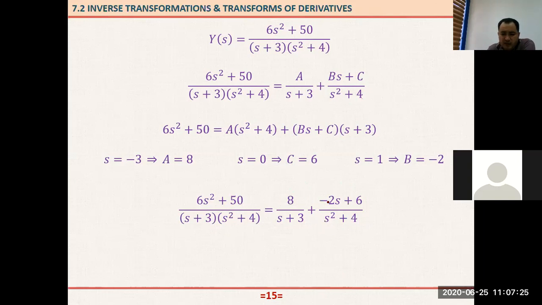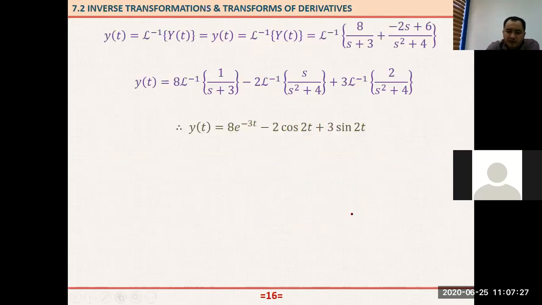Algebraic fractions. Actually, I can also split this. I can write it as: minus 2, take this out. Here we have 8, also keep this out. Here we have 1 over s plus 3. And minus 2 times s over s squared plus 4. And the third thing is 6 over this fraction, that is, also take this 3 out, 2 over s squared plus 4. Here we are just writing everything in the form that we have already obtained.